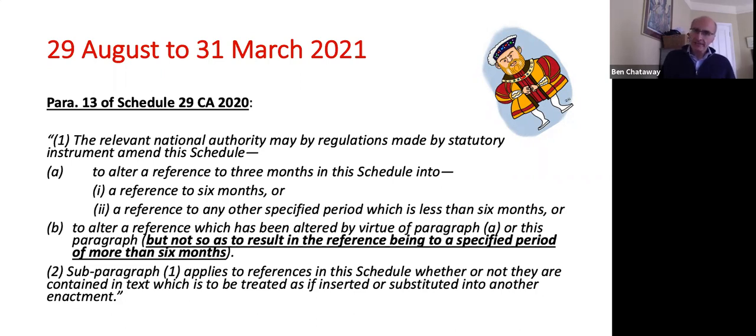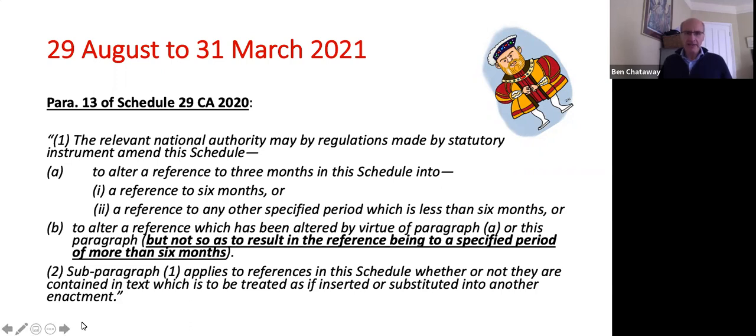And so here, you see the Act said that there can be regulations that extend the 3-month notice period up to 6 months. Now, but looking at subpara B, what they can't do is extend any period to more than 6 months. So why is that an issue?